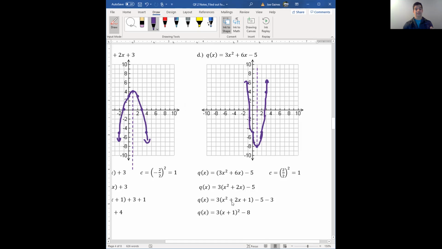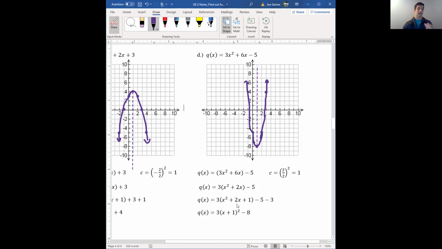So now inside the parentheses, I have x squared plus 2x plus 1, which is good. However, I have to make sure I did not change the equation. So I want to make sure I do the inverse operation of what happened to that equation when I added 1 inside the parentheses. What I did not do was add 1 to the equation, because remember, this leading coefficient 3 would get multiplied to 1. So really what I added to the equation was 3. So I have to make sure I subtract 3 outside of those parentheses to keep the equation equal.